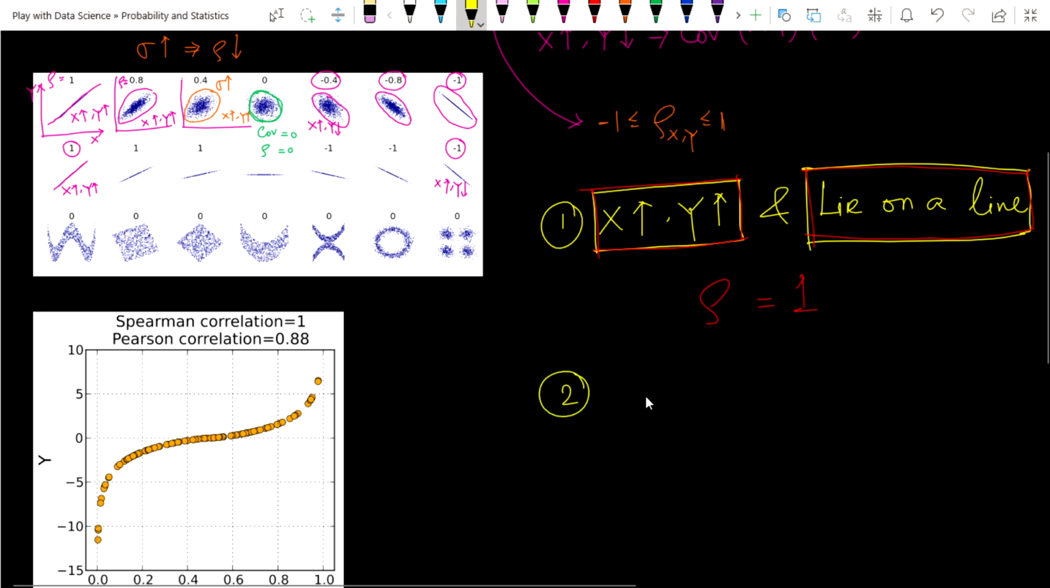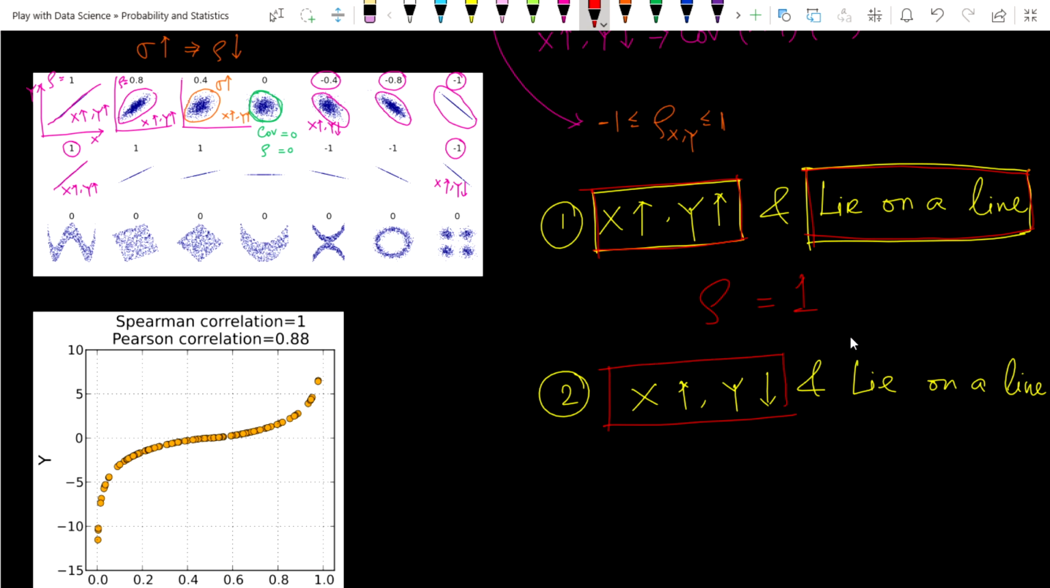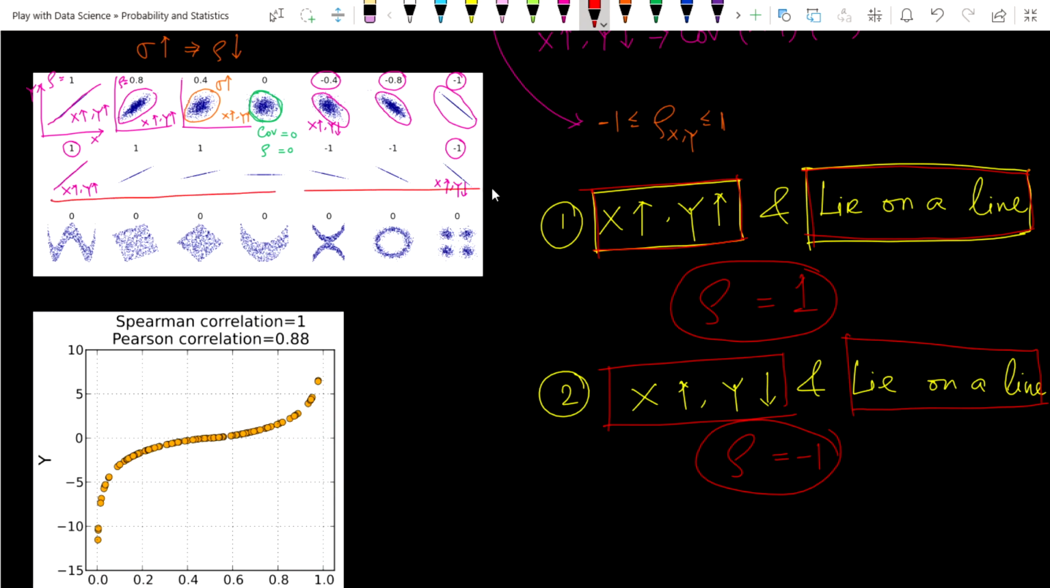Second case: if x increases but y decreases, and if it lies on a line, then this rho value will be -1. This is the first, this is the second. Okay, these are the conditions. Just see this picture.